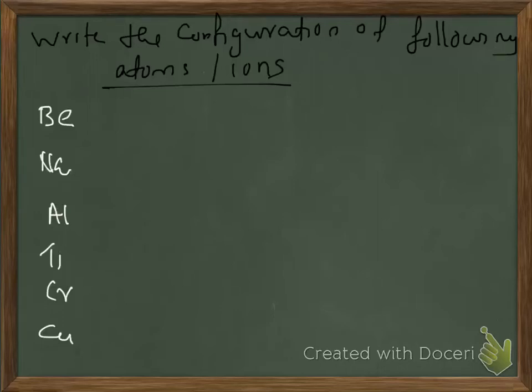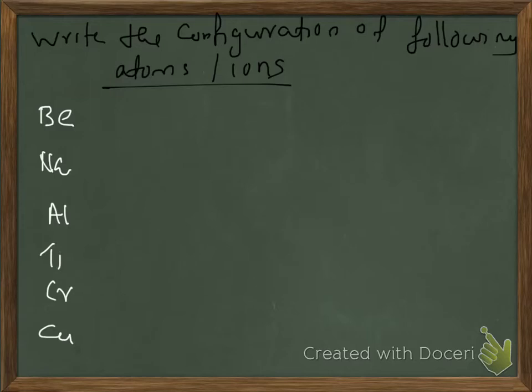Dear friends, in the last class we have studied about the Aufbau principle, Hund's rule and Pauli's exclusion principle, which are the three main rules based on which we can fill electrons, or write electronic configuration, in various atomic orbitals.